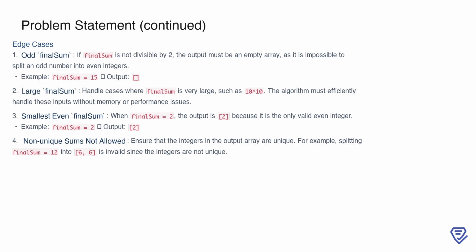Second, when final sum is very large, like 10 to the power of 10, the algorithm must be efficient enough to handle this without running into performance or memory issues. Third, the smallest even final sum is 2, and the only valid output in this case is 2. Finally, the output array must contain unique integers. For example, splitting final sum of 12 into 6, 6, would be invalid since the integers are not unique. These constraints ensure the solution is correct and adheres to the problem requirements.